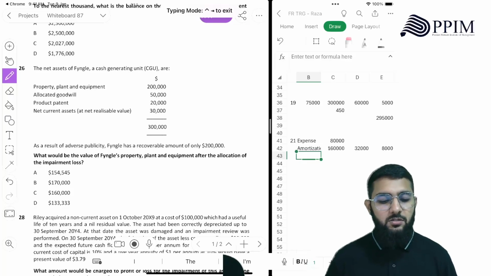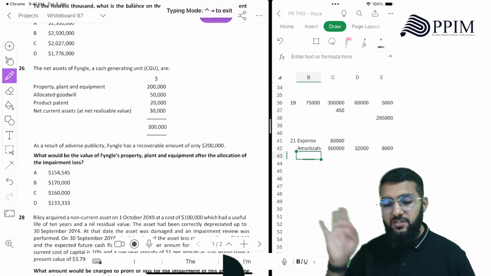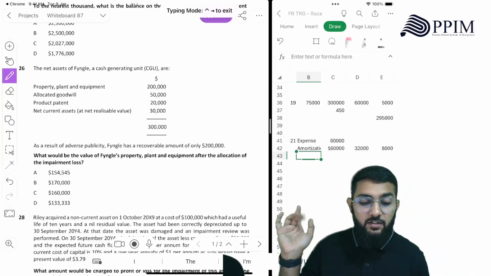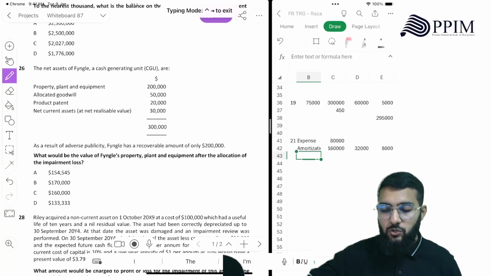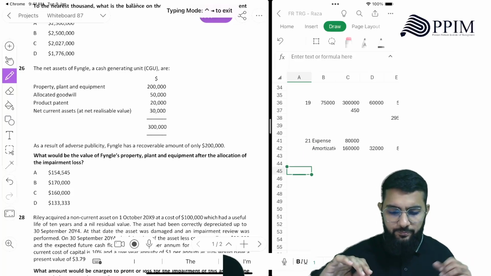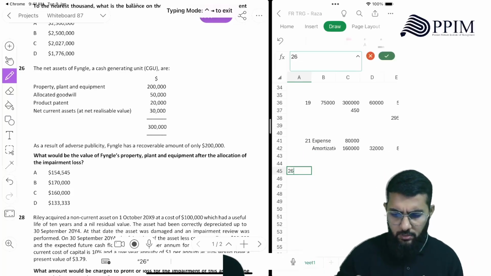100,000 is the impairment loss. Out of 100,000, you have to first allocate to goodwill. 50,000 goes there. What remains? 50,000 remains. Now 30,000, you're not going to do any adjustment there because that remains at 30,000 itself. 220,000 is what you are going to make this adjustment based on. Let's do the working here.